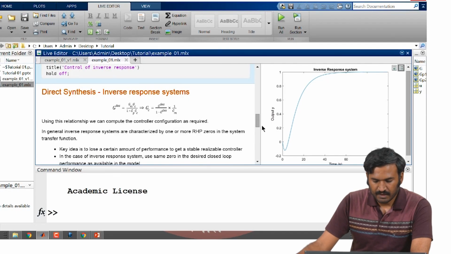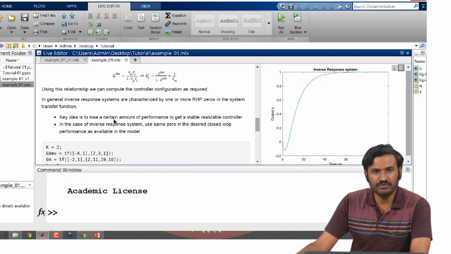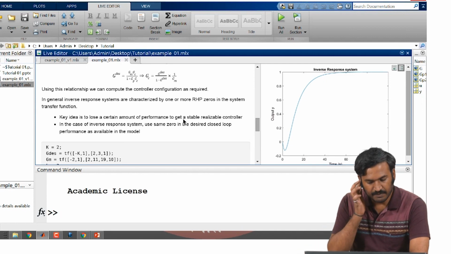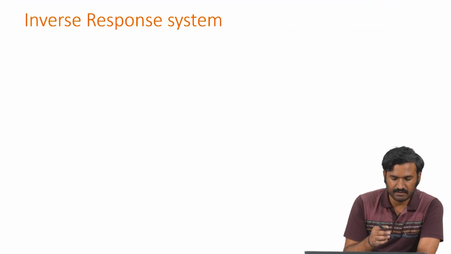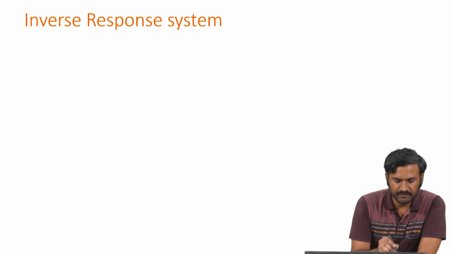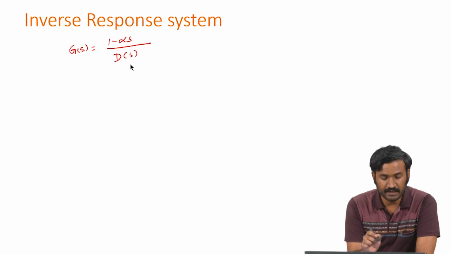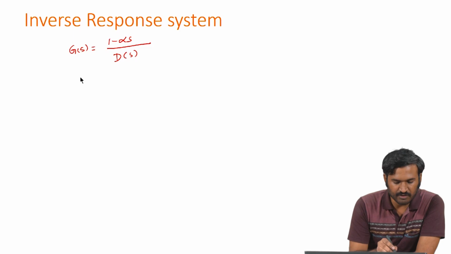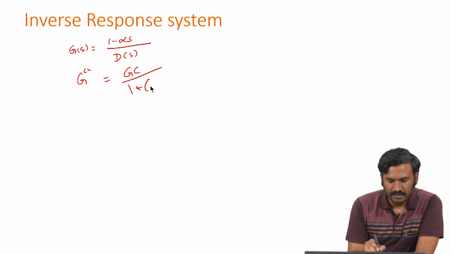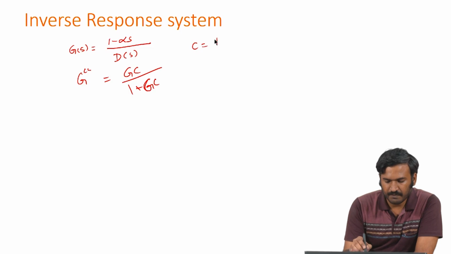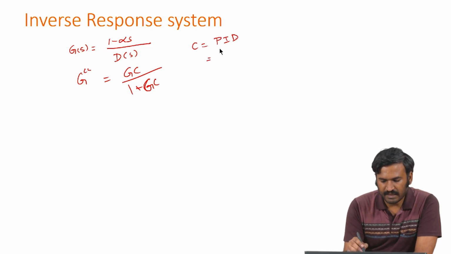So, the key idea is to lose a certain amount of performance in order to get a stable realizable controller. The main thing to remember is that if the system transfer function contains at least one RHP zero, say like this, with respect to some denominator, then the closed loop transfer function for any control configuration will have GC divided by 1 plus GC, and let us assume GC to be some PID transfer function. So, that will be some Kp into 1 plus tau d s plus 1 by tau i s.